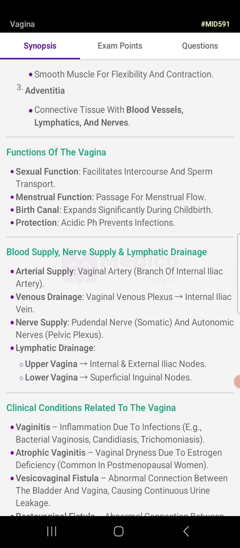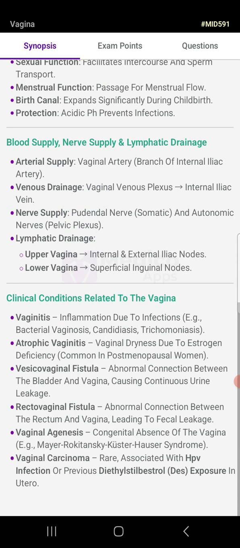Menstrual function. Passage for the menstrual flow. Birth canal, expands significantly during childbirth. Protection, acidic pH prevents infection. Blood supply, nerve supply, and lymphatic drainage.